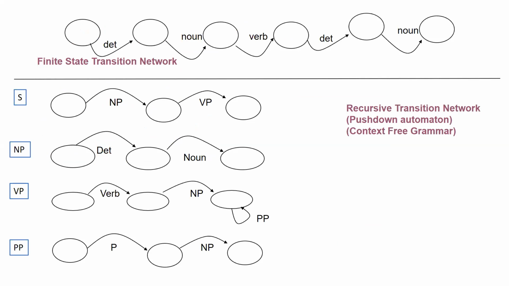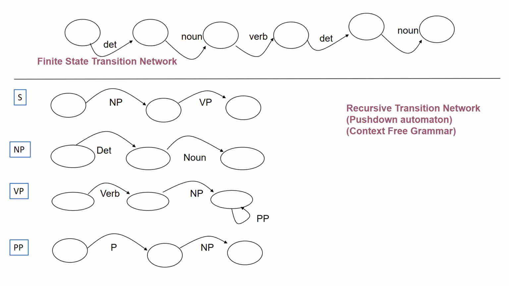So what you're looking at now, I hope you can see, is a finite state transition network at the top of the screen. And if I wanted to have this machine accept the sentence, the student saw the teacher, I could just go through this finite state network: determiner, consume the word the, then consume student as a noun, then consume saw as a verb, then consume the as a determiner, then consume noun teacher.